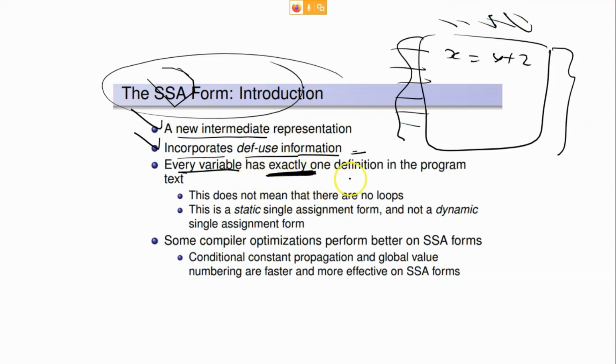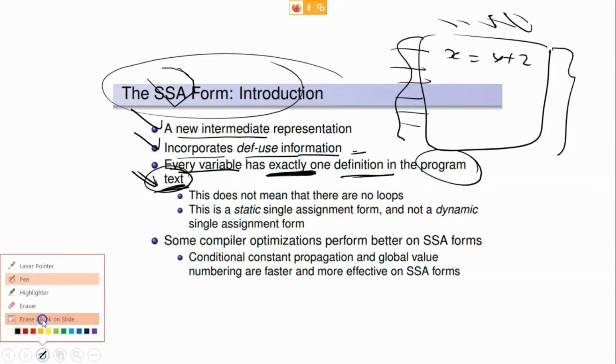Every variable has exactly one definition in the program text. I am focusing on this particular thing again and again, and we will take one example in the further slides that will tell you why I am focusing here. See, when you have exactly one definition in the program text, does it mean that you cannot have any loop? Take this example.